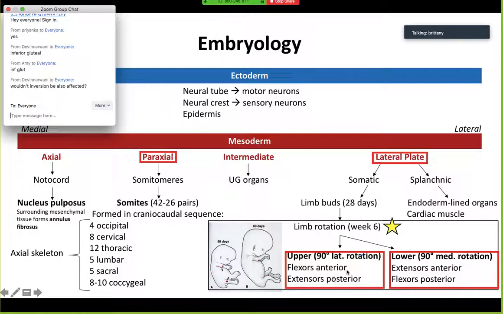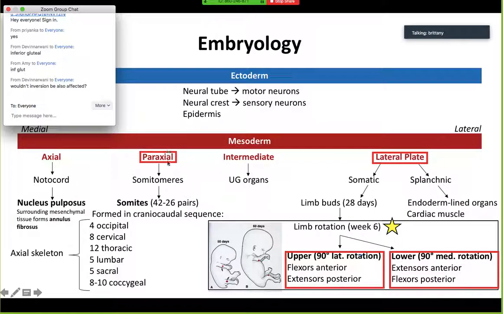I would focus on the red boxes on this slide. You've already been tested on the notochord and the development of the spinal cord. But just a reminder here that the notochord is forming the nucleus pulposus, and then you have the annulus fibrosus around it. And then the intermediate mesoderm is giving rise to all of your Golgi organs. This was covered last exam, so I wouldn't worry too much about it. Your focus needs to be here and here.